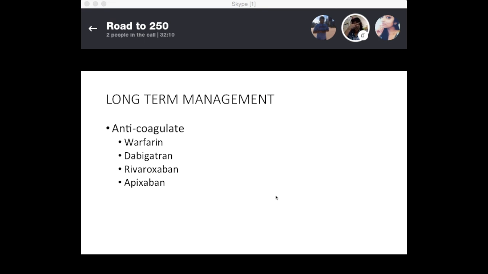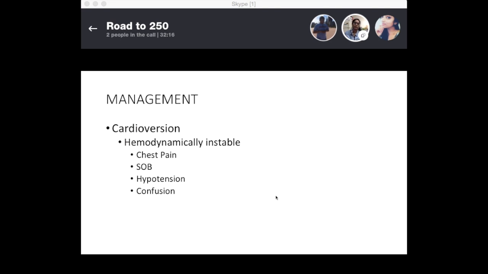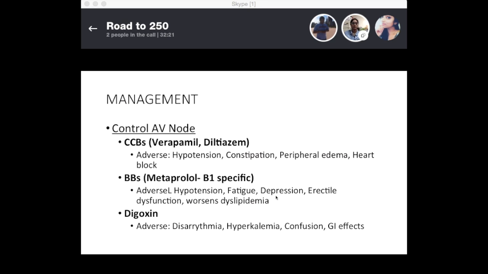Any questions, comments, concerns, anything at all? Can you go back one slide? Yeah. One more slide? Sorry. So when you talk about verapamil and diltiazem, you're considering those as the dihydropyridines or the non-dihydropyridines? Dihydropyridines would be nifedipine, amlodipine, and all them.